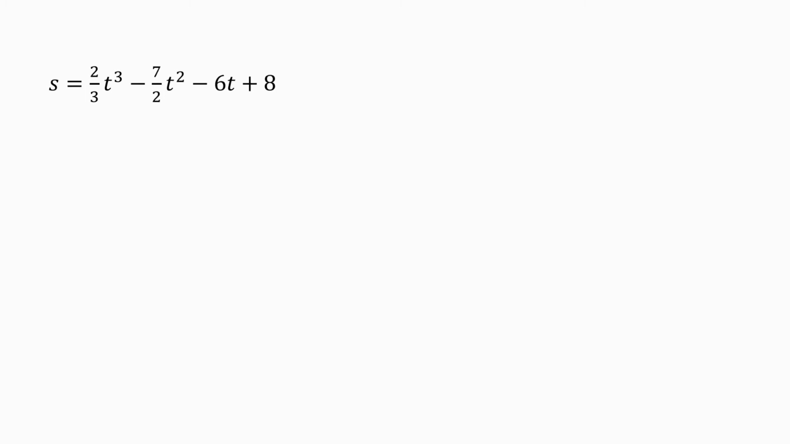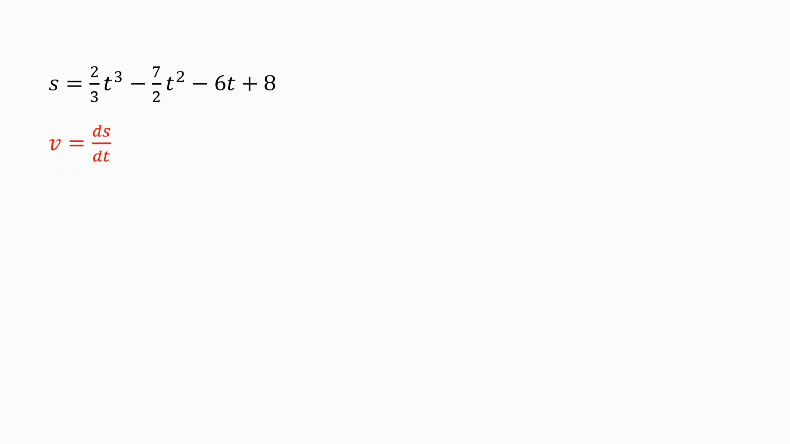We have the displacement function S equals 2 over 3 t cubed minus 7 over 2 t squared minus 6t plus 8, and we need to determine the velocity when t equals 5. So given the displacement function, we need to first find the velocity function, and to find it, we need to differentiate the displacement function in relation to time.